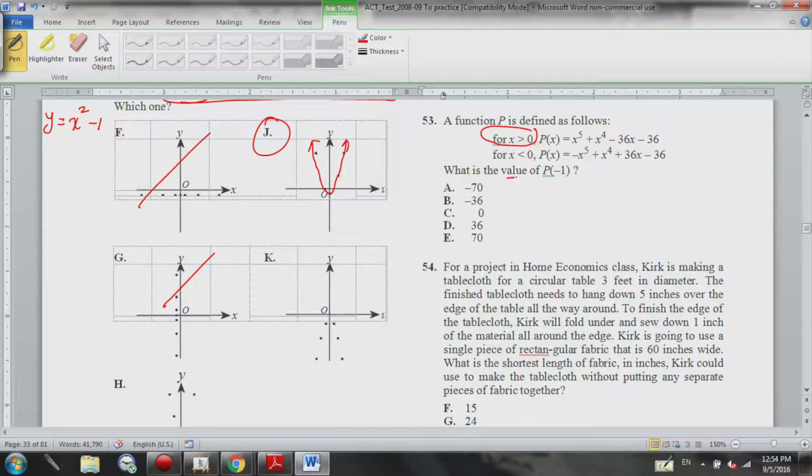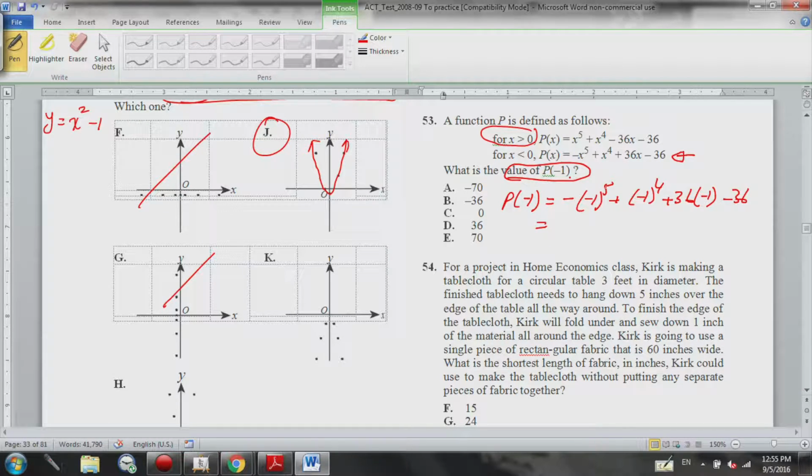And then we are asked to find what is p of negative 1. Well, to find p of negative 1, we're going to have to use this function, because that's how the function is defined for x less than 0. So all you have to do is substitute this in this. So p of negative 1 is going to equal negative 5 squared, that's this, plus negative 1 to the 4th power, plus 36 times negative 1, minus 36.